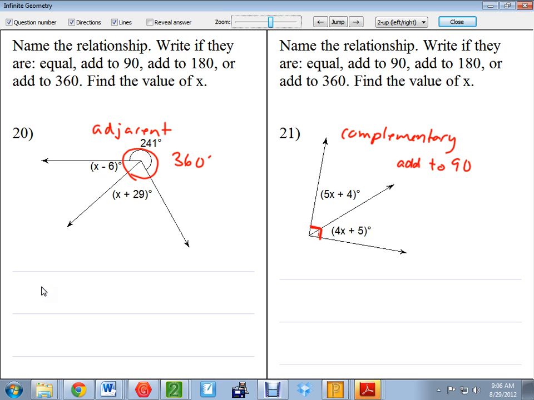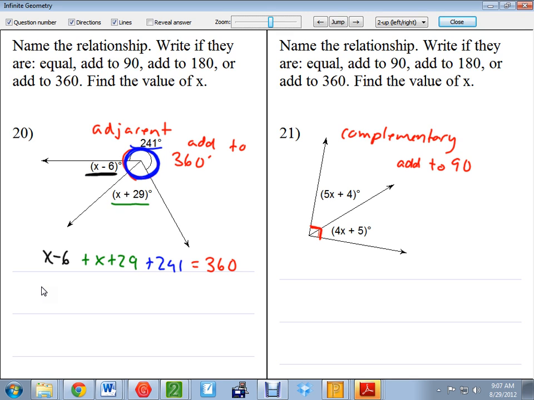So since for the first one I'm looking for 2 or 3 angles that add to 360 degrees, I'm just going to take the angles that I have and add them to 360. So x minus 6 would be one of the angles. X plus 29 will get added to that. And then 241 will be added to that. And since all three of these angles make up this 360 degrees that is in the middle there, I'm going to go ahead and set this equal to the 360 degrees that they add to.